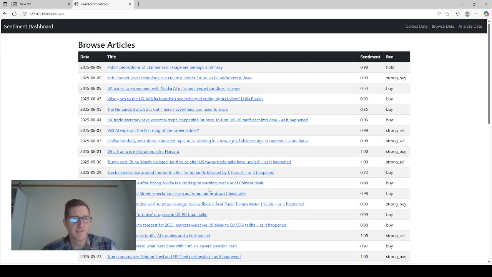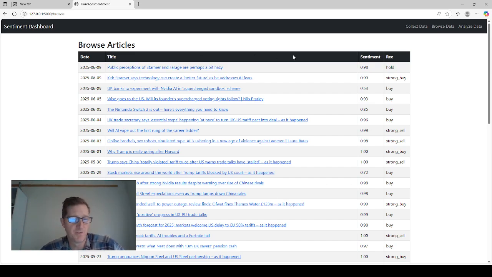Hi, we're going to take a look at a sentiment analysis tool that I created as a proof of concept. The first thing we're going to take a look at is the list of articles that are stored in a Postgres database from The Guardian. You can see that the articles have dates and titles, and the sentiment analysis goes through and determines whether the stock price for NVIDIA is likely to go up or not.